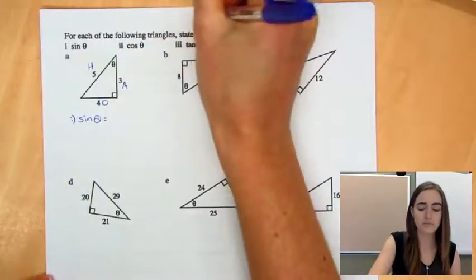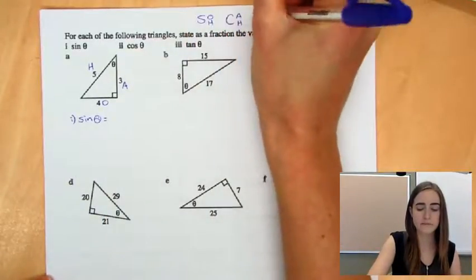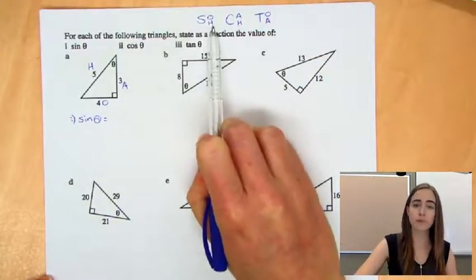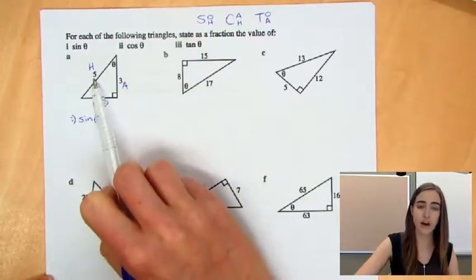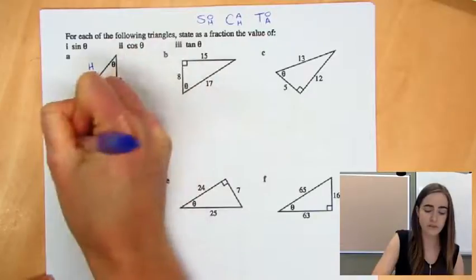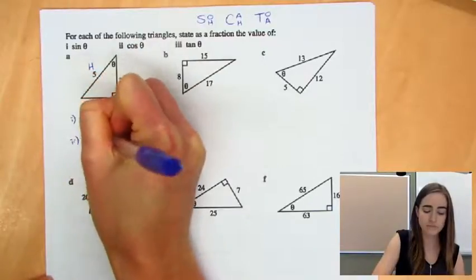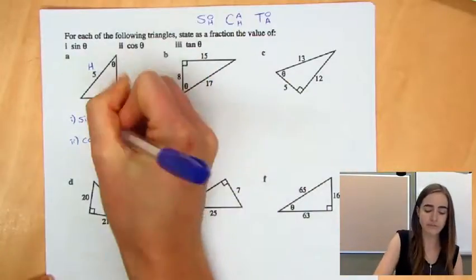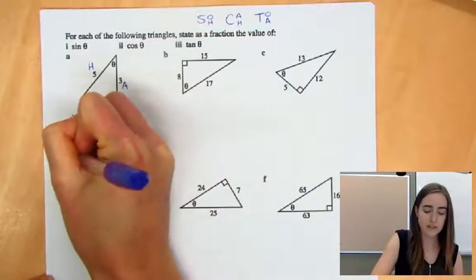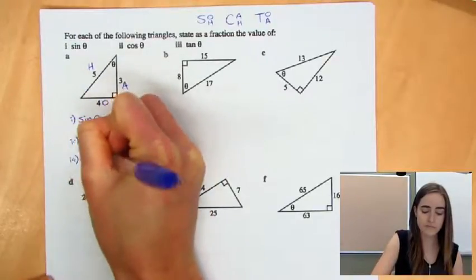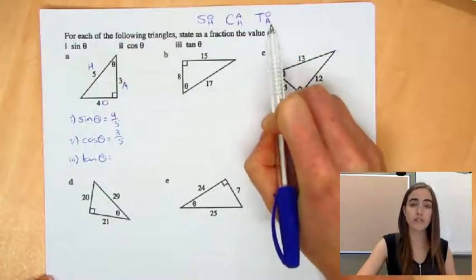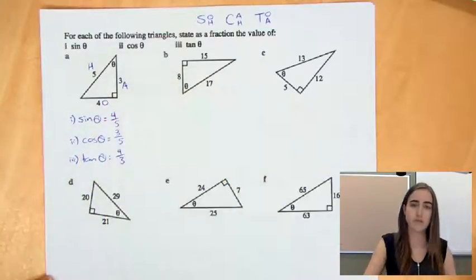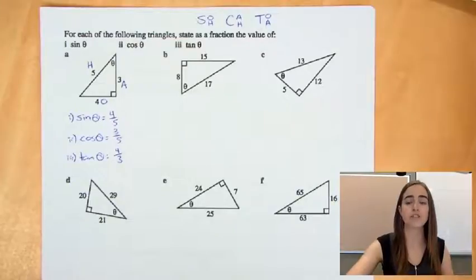Now we need to remember Sohcahtoa. So if we want to write sine, we want the opposite over the hypotenuse. So that would be 4 over 5. Part 2 asks us for cos theta. So cos is adjacent over hypotenuse. So in this triangle, that would be 3 over 5. And the last one, it asks us for tan theta. So tan is opposite over adjacent, which in this triangle is 4 over 3. Okay, so that's just one example of identifying the three trig ratios in a triangle.